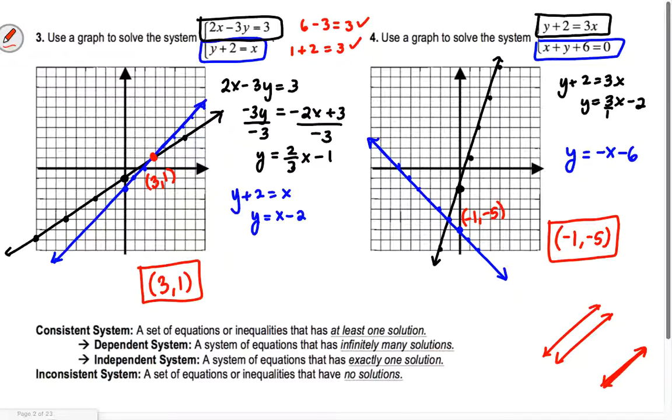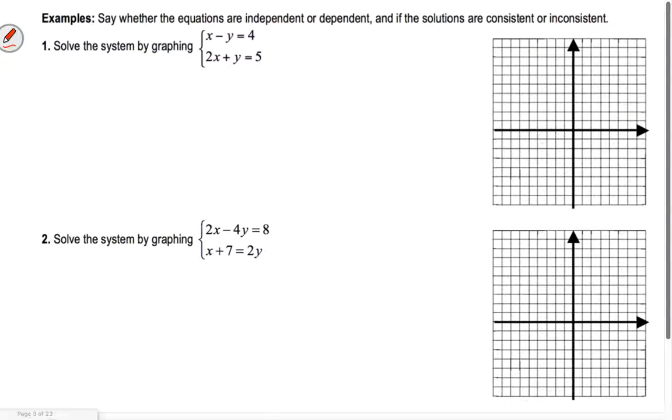And if you have a consistent system, it breaks into two things, dependent and independent. So dependent means it depends on what your x is, and I'll show you what I mean by that. That's infinitely many solutions. And independent means that it's just a single answer. So independent is exactly one solution. So we're going to use that on these next ones. So it says, say whether the equations are independent or dependent, and if the solutions are consistent or inconsistent. So the ones we've done so far were consistent and independent, both of those. It was one single solution.